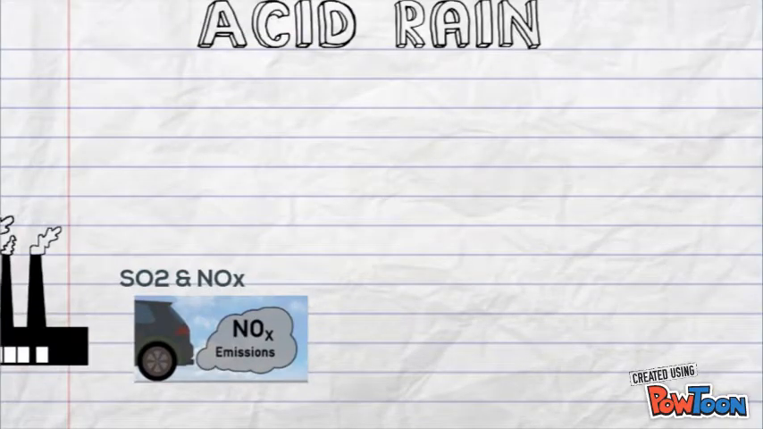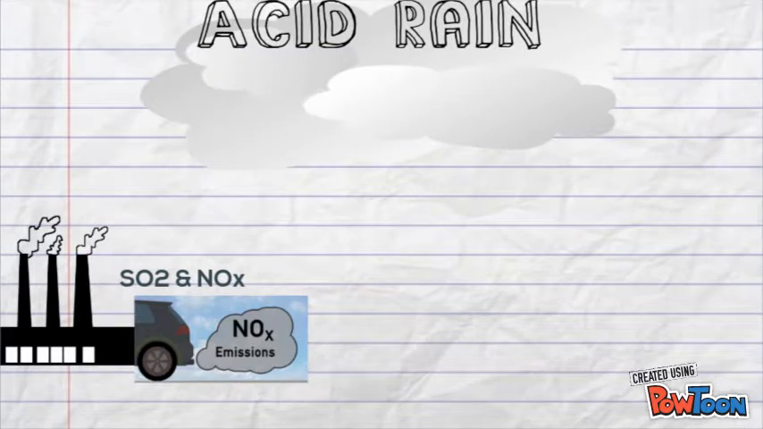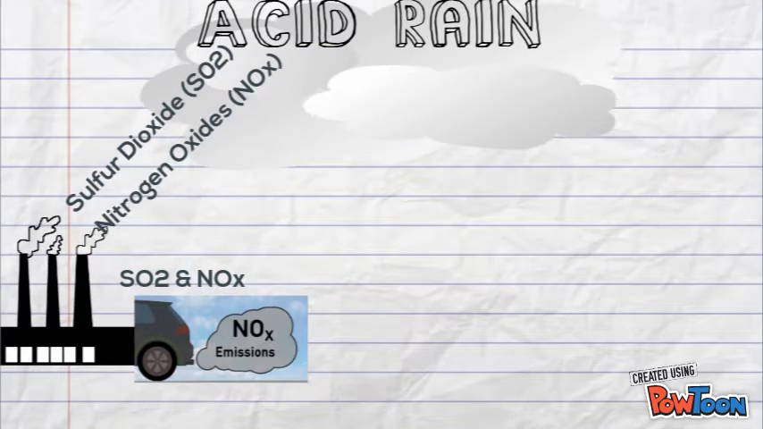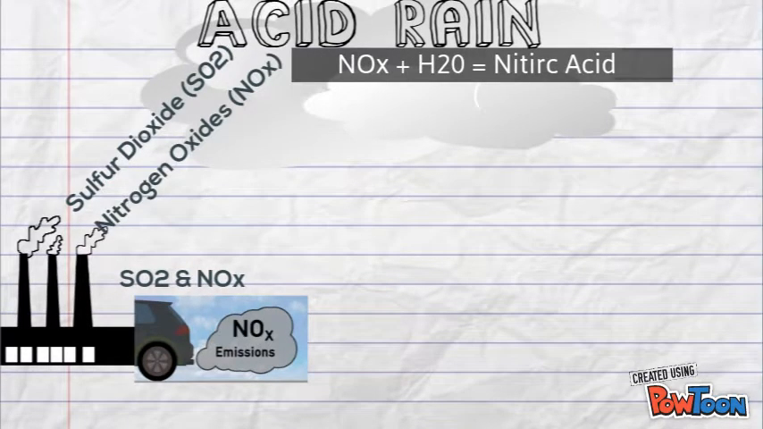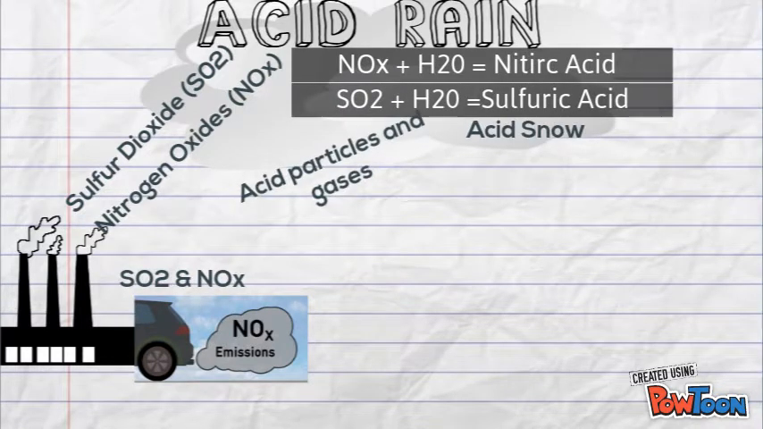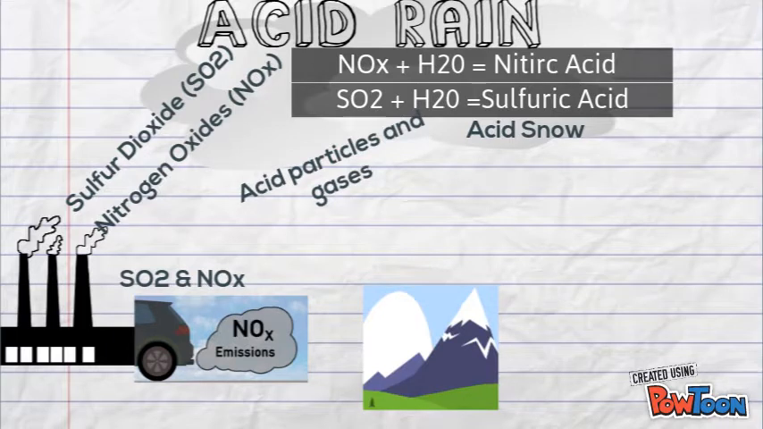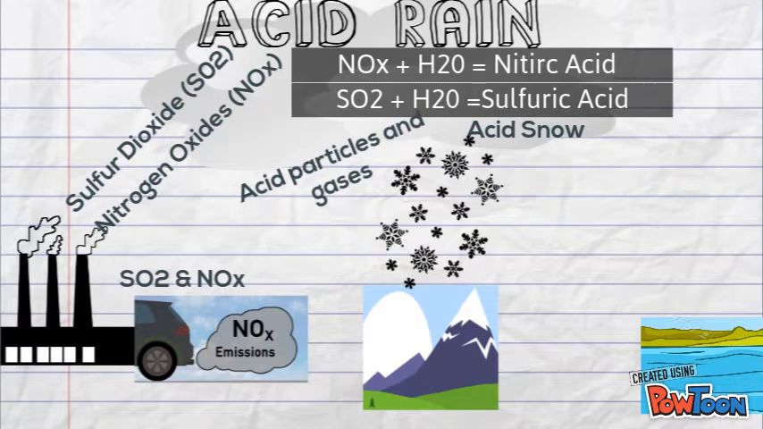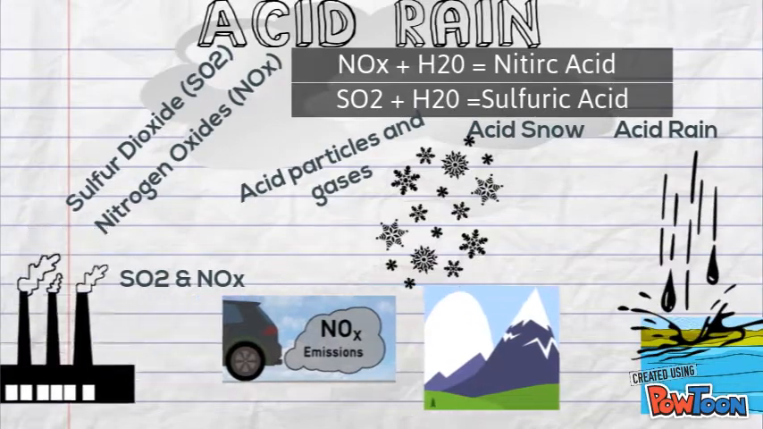Acid rain results when sulfur dioxide and nitrogen oxides are emitted into the atmosphere and transported by wind and air currents. The sulfur dioxide and nitrogen oxides react with water, oxygen, and other chemicals to form sulfuric and nitric acids. These then mix with water and other materials before falling to the ground.